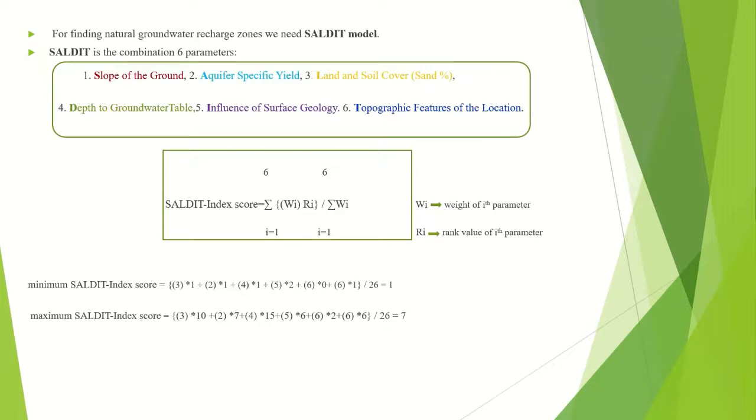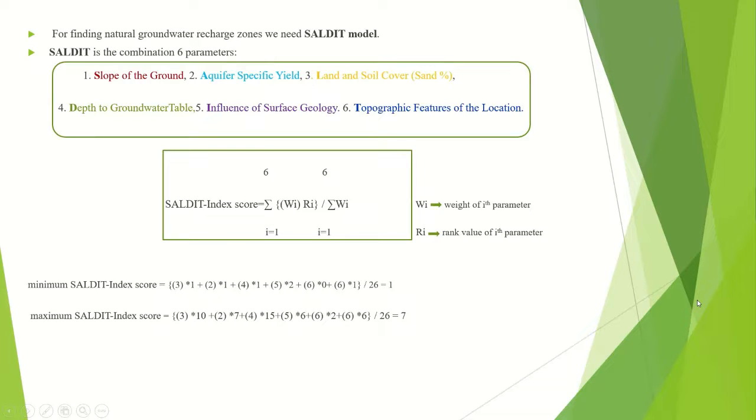For finding natural groundwater recharge zones, we need the SALDIT model. SALDIT is the combination of 6 parameters. These are the 6 parameters used for the study of SALDIT model. First one is slope of the ground, aquifer specific yield, land and soil cover. Instead of land and soil cover, sand percentage is selected for my study. Depth to groundwater table, influence of surface geology, topographic features of the location.